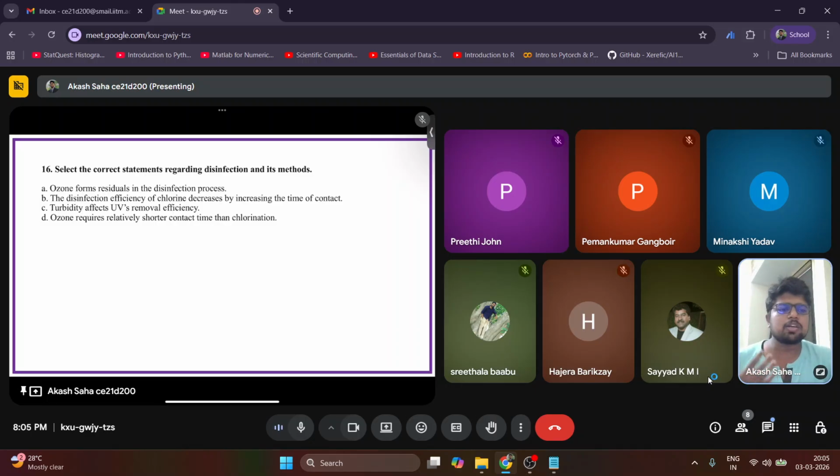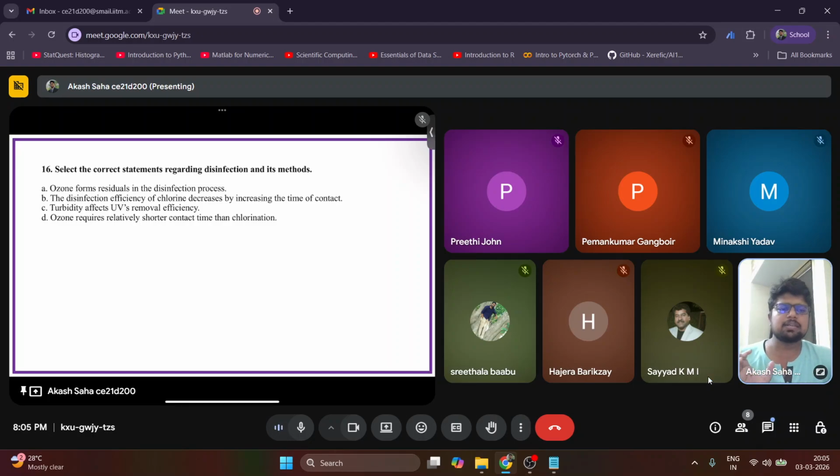So here we are saying that ozone is a higher disinfectant, like it is having a higher disinfection power than the chlorine. That's why shorter contact time is required for the same efficiency. So here the hidden message is, for the same efficiency we require shorter contact time. I hope it is clear.